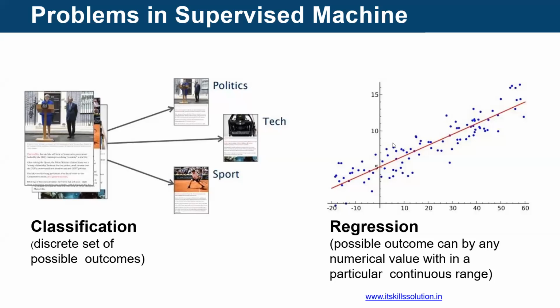Then in the regression task, the possible outcome is a numerical variable. Numerical value simply means that when you want to predict some price, like the price of a house, that comes under the regression task. Or if you are going to predict the sales of any kind of marketing, that comes under the regression task. So in supervised machine learning there are two types of problems: a classification problem and a regression problem.